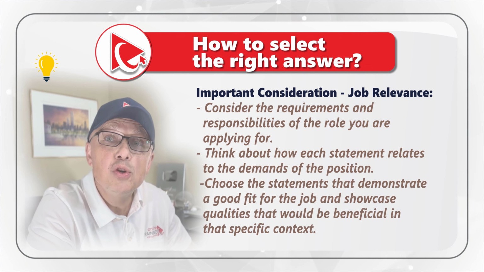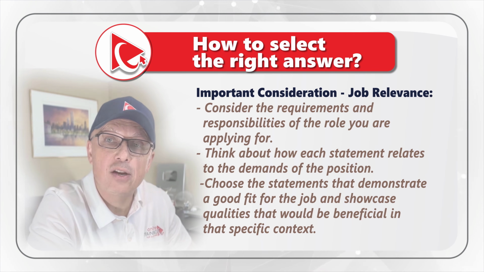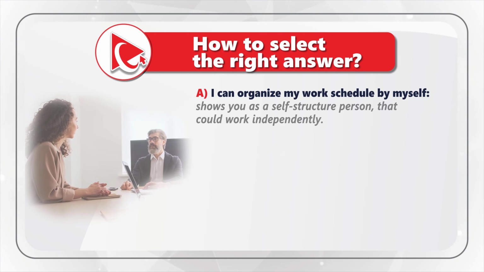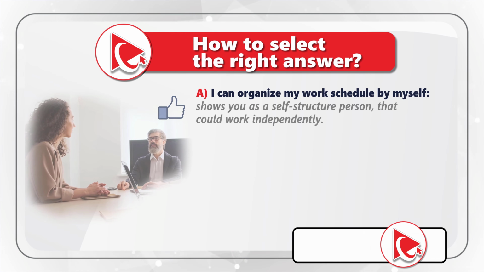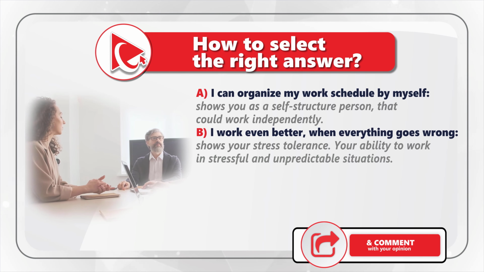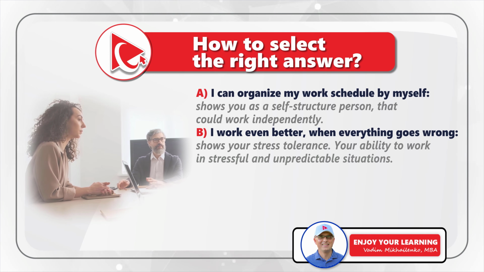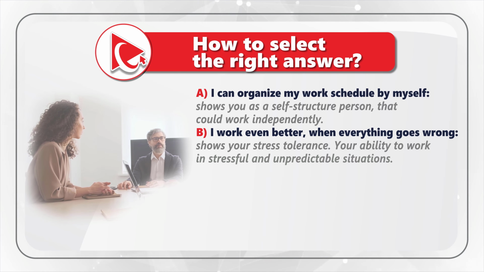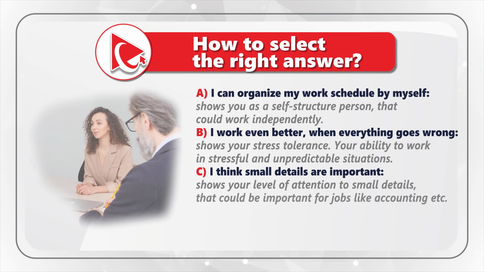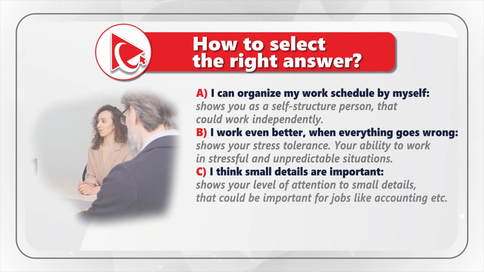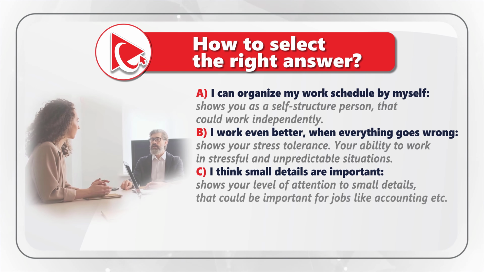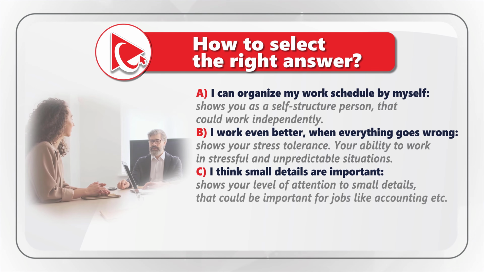Let's take a look at how you would select the right answer in the specific categories. Let's start by looking at choice A. I can organize my work schedule by myself. If you choose this answer, it would show that you're a self-structured person that could work independently. Choice B, I work even better when everything goes wrong, shows your stress tolerance, your ability to work in stressful and unpredictable situations. Choice C, I think small details are important, would show your level of attention to detail that could be important for jobs such as accounting, programming, controller, and other jobs that require attention to detail.